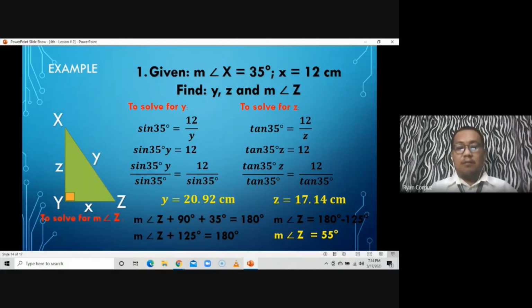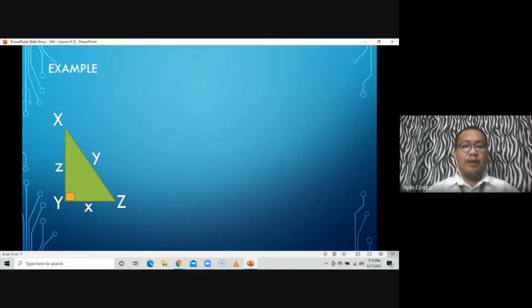Kasi given naman na yung measure of the two angles, so ibig sabihin, we can already find out the measure of the third angle by simply adding the measure of the two angles and subtracting it from 180 degrees, because the total measure of the interior angles of a triangle is equal to 180 degrees. So you'll get the measure of the third angle. So that's why here we get the measure of angle C, which is equal to 55 degrees. So did you get example number 1? If not yet, let's proceed to example number 2.